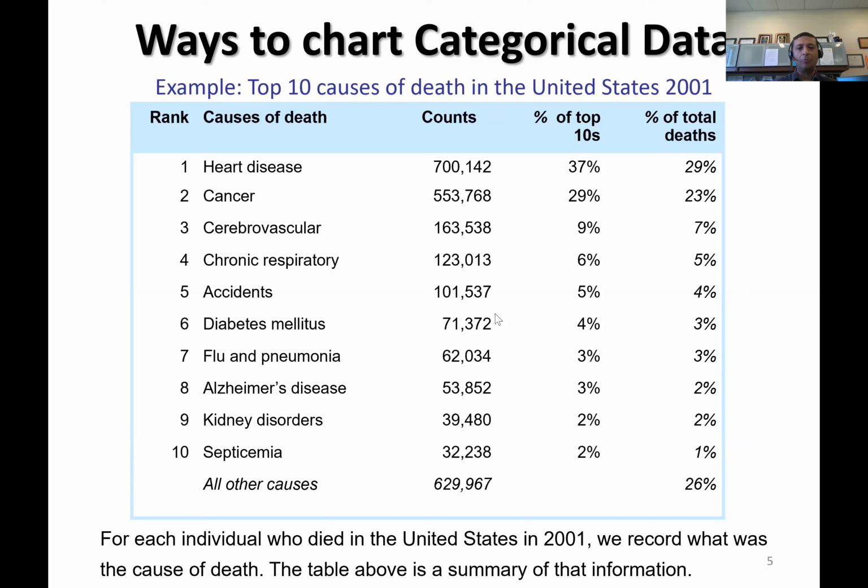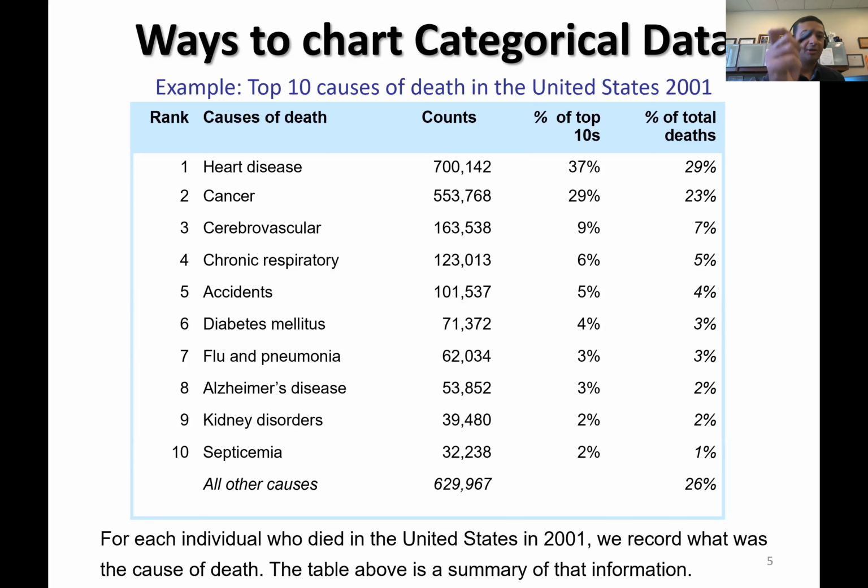Okay, so this is a specific example where the top 10 causes of death in the United States in 2001 have been charted. And so what you see here is the rank in terms of causes of death. So heart disease has the number 1 rank. It has 700,000 counts of death, followed by cancer, followed by cerebrovascular, followed by chronic respiratory, and so on and so forth. But here is something I want you guys to take away. This is not the data set. It is an analysis of the data set.